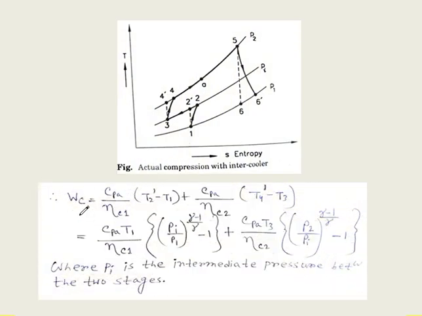So Wc is equal to Cpa by eta C1 into (T2' - T1) plus Cpa by eta C2 into (T4' - T3), that is equal to Cpa T1 by eta C1 into [(Pi by P1) to the power (gamma minus 1) by gamma, minus 1] plus Cpa T3 by eta C2 into [(P2 by Pi) to the power (gamma minus 1) by gamma, minus 1], where Pi is the intermediate pressure between the two stages.